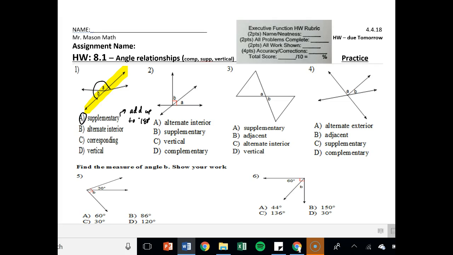For a problem like number 4, you'll notice that you do have a straight line here, but those two angles aren't on that straight line. They're actually on a different straight line. They're just next to each other. So they're just adjacent angles, just next to each other.